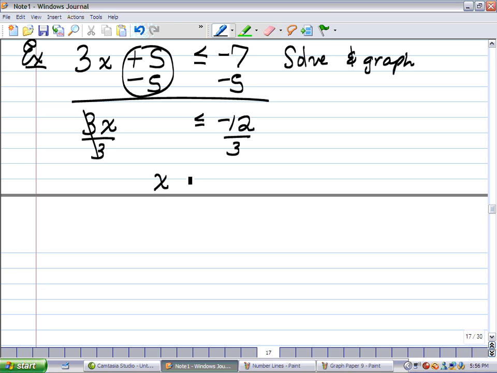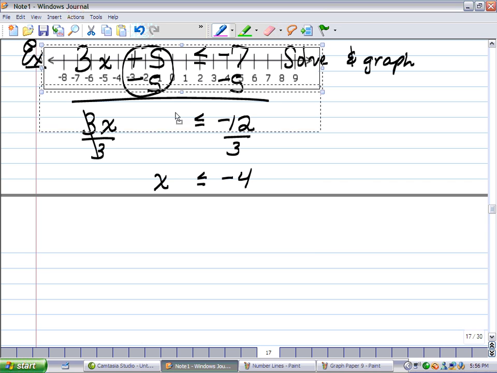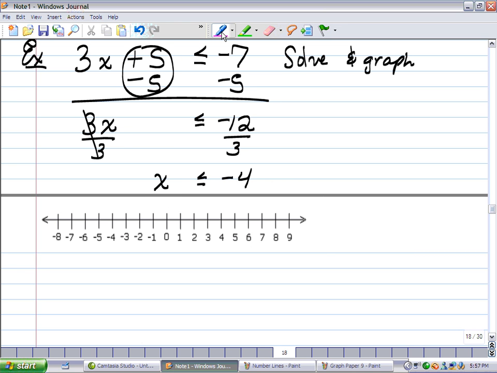notice I am not dividing by a negative. My answer is turning out to be negative, but I'm not dividing by a negative. I don't look at the answer. I look at this part under here that I'm dividing by. This part is positive, so the direction of my inequality is going to stay the same. So when I graph it, I want to include the negative 4. It's going to be a solid dot, and do everything to the left.